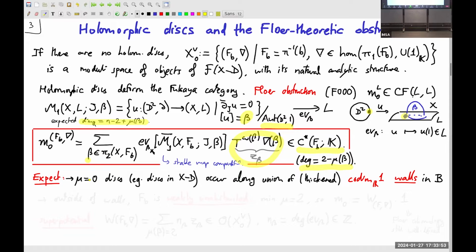So we expect now from, I would say, a lot of experiments playing with examples that in real life, in the SYZ setting, Maslov index 0 disks, for example, the ones that stay in the complement of D, will occur only along some union of codimension 1 walls in D. That's a lie. First, because there can be countably many such walls. In general, there's this so-called scattering diagram, which has infinitely many pieces. There's infinitely many different ways that you can have these disks happen.